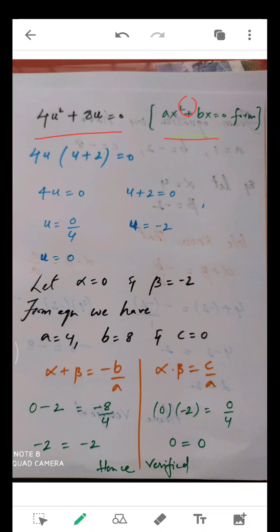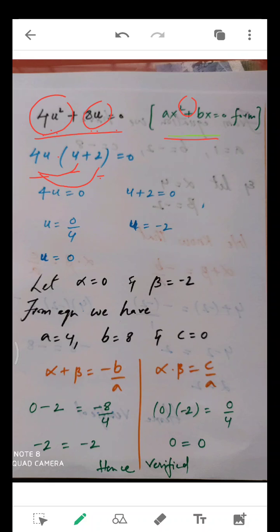So the equation here is 4u square plus 8u equals 0. What we can do here is take 4u common. If I take 4u common from this, what remains in the bracket? u. And if I take 4u common from this, what remains in the bracket is 2. Multiply it again: 4u into u is 4u square, and 4u into 2 is 8u. So you get back your question again.